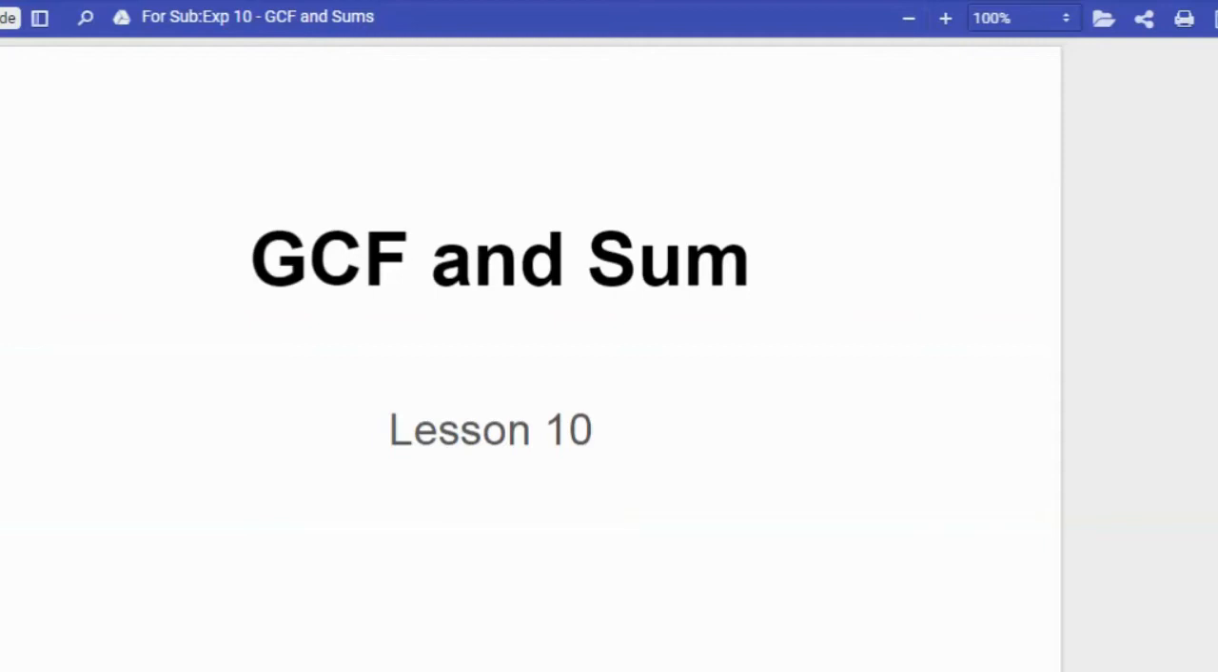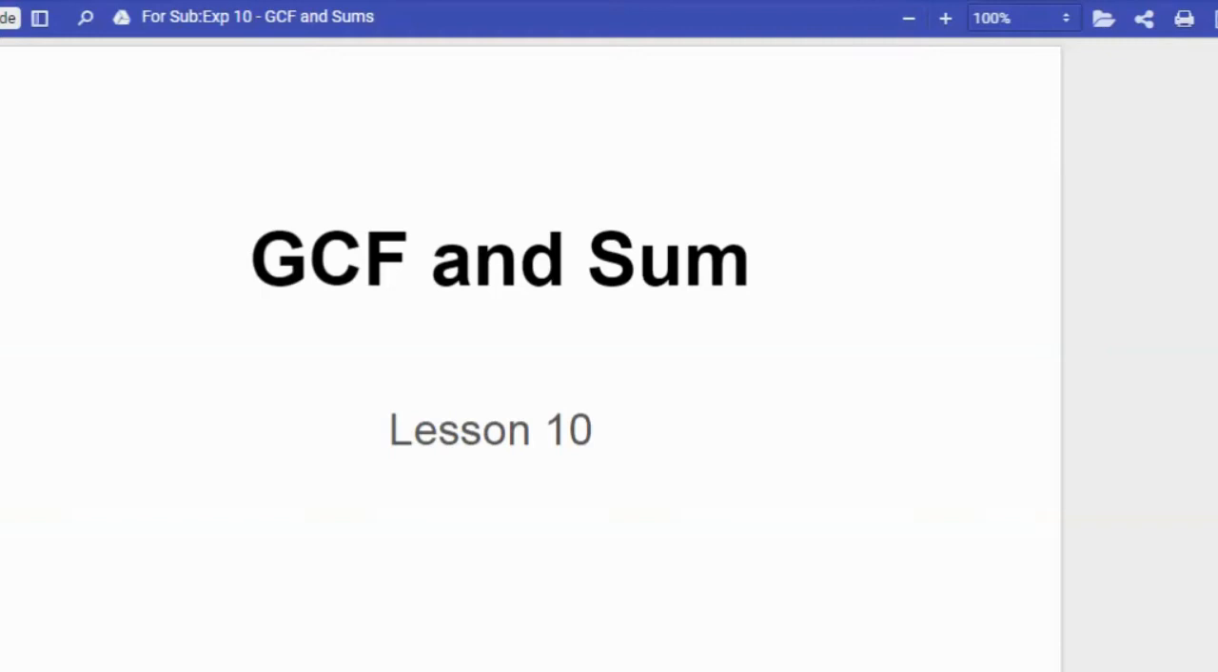Today's lesson is called Greatest Common Factor and Sum. If you remember back to lesson 9, we created equivalent expressions by combining like terms. In lesson 10, we're still going to be creating equivalent expressions, but we're going to go to another way that we can create an equivalent expression. If you remember, an equivalent expression means an expression that's the same as the original one they gave you.